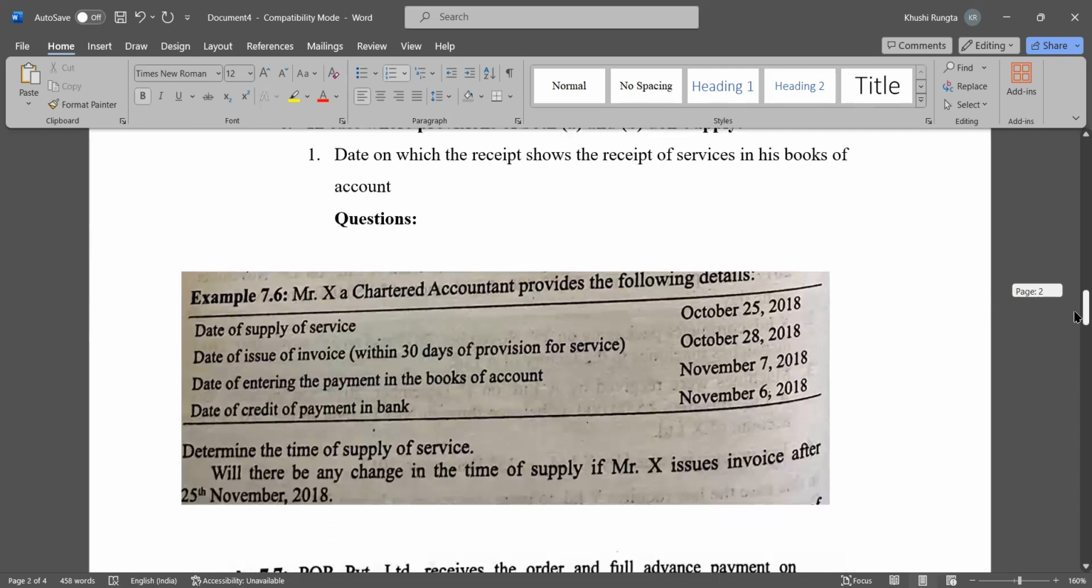Okay, next. The question here is, Mr. X, a chartered accountant, provides the following details. Now let me tell you, if the question mentions chartered accountant, it means that person is providing a service, that is a professional service, right?